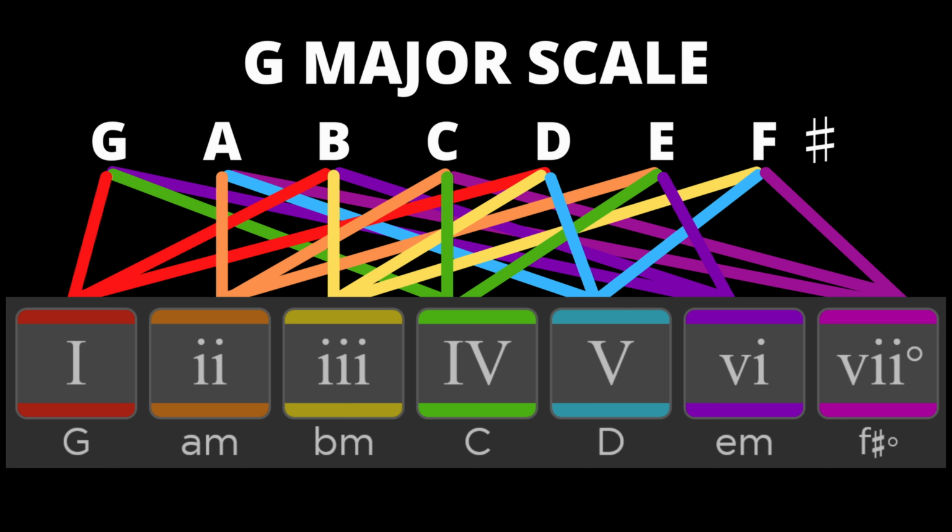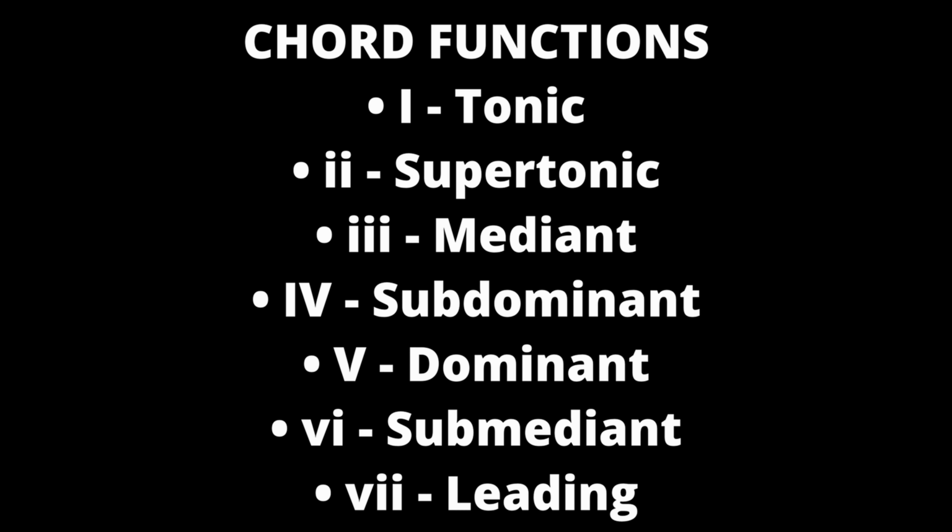The Roman numerals indicate the role of each chord in the key. This is important when crafting chord progressions. The chord functions in a key can also be shown by using the following terms. These refer to the scale degrees on which the triads are built: tonic, supertonic, mediant, subdominant, dominant, submediant, and leading.